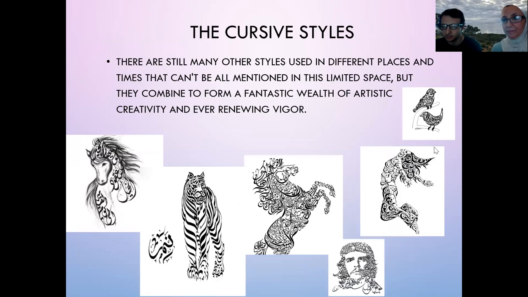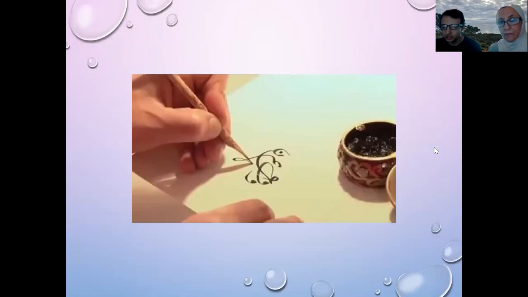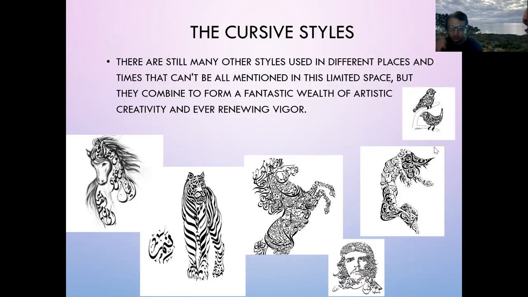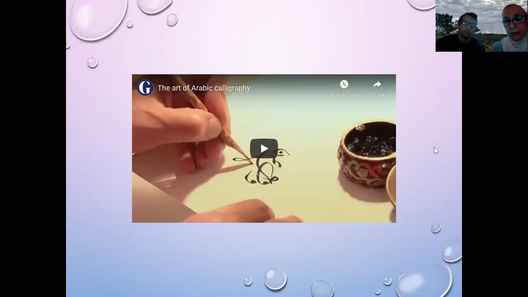So there are still other styles used in different places and times that can't all be mentioned in the limited time that we have for this presentation. But they combine to form a fantastic wealth of Arabic and artistic creativity, as you could see from the pictures, and ever-renewing vigor. The traditional classification of the main styles also includes muhaqqaq, which is less round than thuluth, and rehani, which is similar to a small muhaqqaq. Those are different types of Arabic calligraphy, just a few of them.